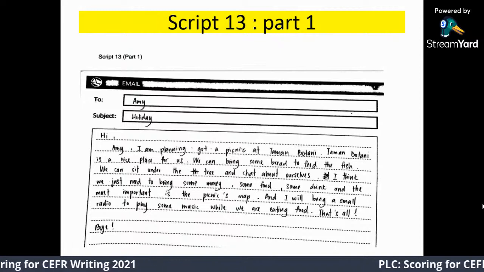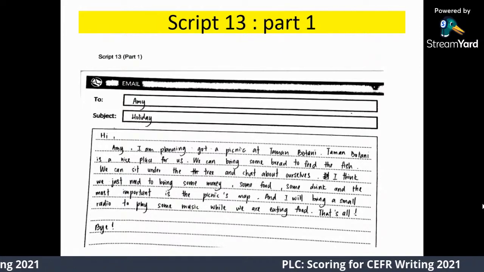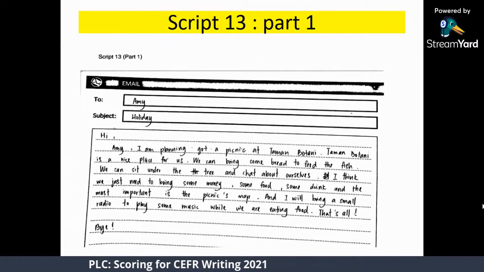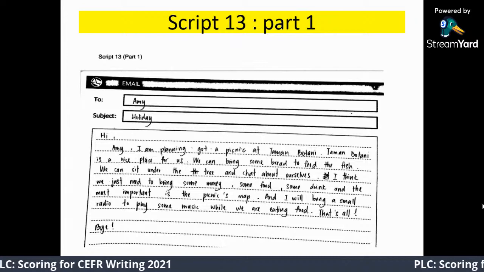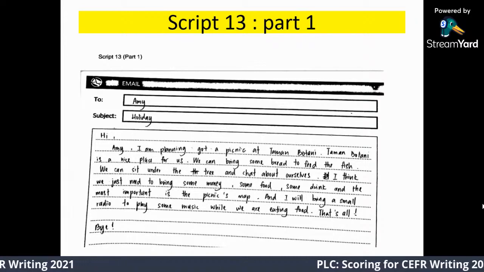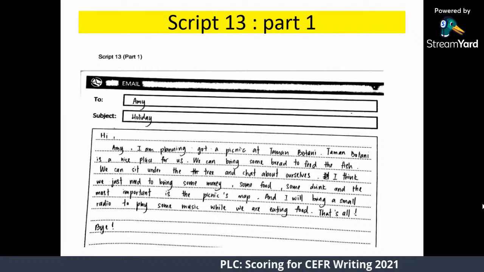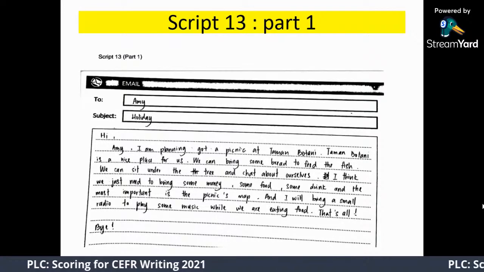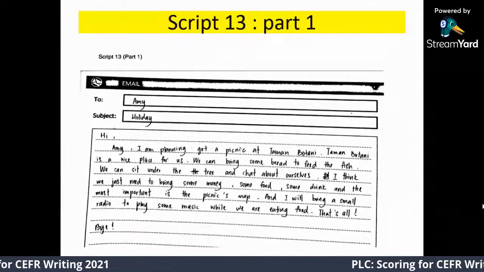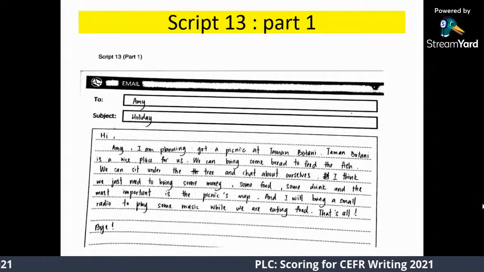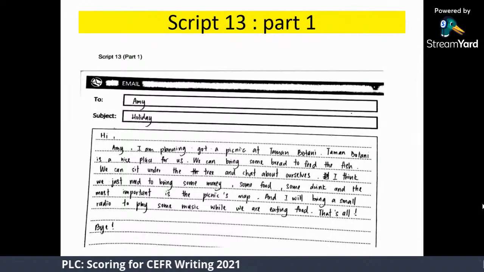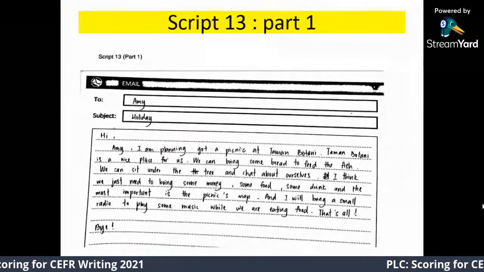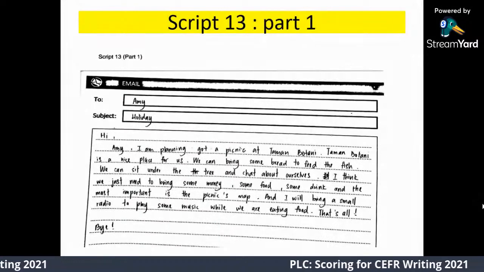I think we just need to bring some money, some food, some drinks. Drink, again, error. And the most important is the picnics map. I think the student means like the botanical garden outline or the map inside the botanical garden. Okay, so that's fine, picnic map. Or they could have meant picnic mat, like for them to sit down. So, but the meaning is there, so you don't penalize. And I will bring a small radio to play some music while we are eating food. That's all.